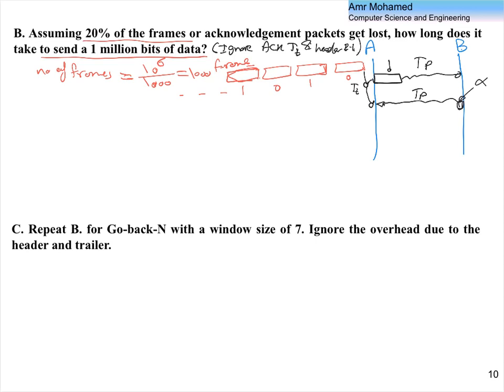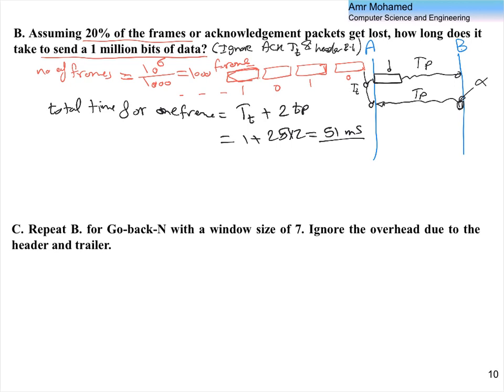Okay, during this time for stop and wait, A cannot do anything other than waiting. In other words, here the window size is 1, so A cannot do anything while this frame is being transmitted until it receives the acknowledgement for that frame. Then it sends the other frame, which means the total time for one frame equals one transmission time plus two propagation times, which means 1 plus 25 times 2, which is 51 milliseconds. So the total time for 1,000 frames equals 51 times 1,000 milliseconds. So it's 51 seconds.